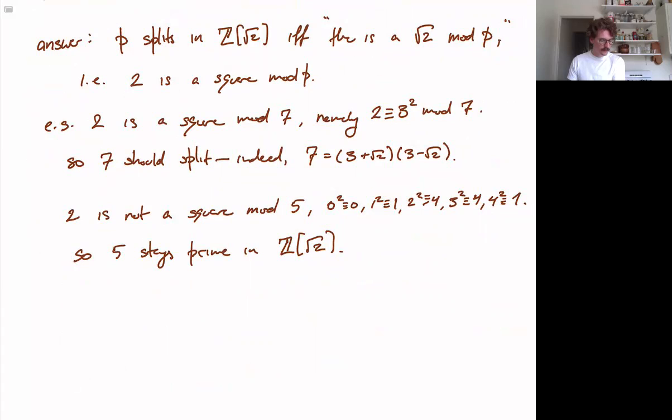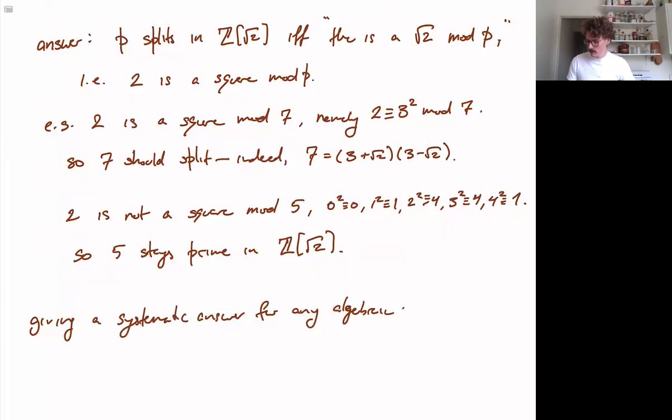So this is the answer to our question in this particular case of Z square root 2. But the question is much bigger than that. Or I should say giving a systematic answer. For any algebraic integer, so we chose square root of 2 for this example, but we could have chosen any algebraic integer whatsoever. So for any algebraic integer in place of square root 2, giving a systematic answer in this generality is a motivating problem for large areas of number theory.